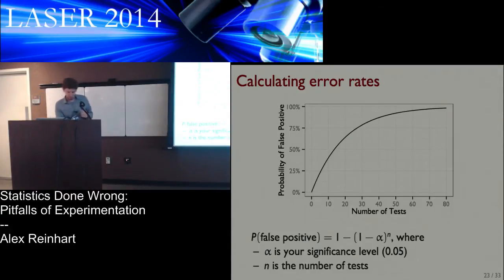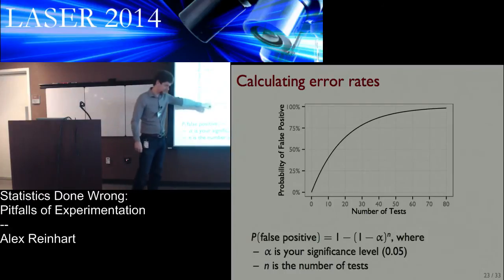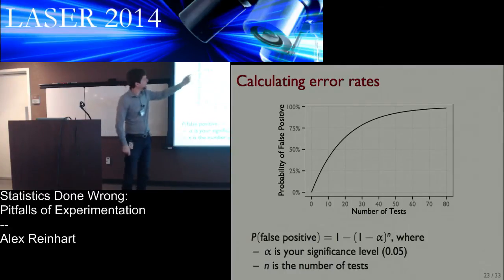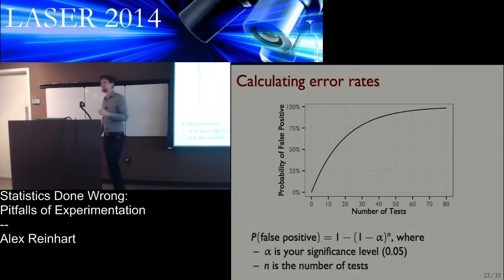So, you can do the basic probability math and work out, you start off doing 1 test, you have a 5% chance of getting at least 1 false positive. You go up to doing 80 tests or so, you've got basically a 100% chance of getting at least 1 false positive. There's a formula from probability you can use to calculate this if you like, for testing it for a particular study.